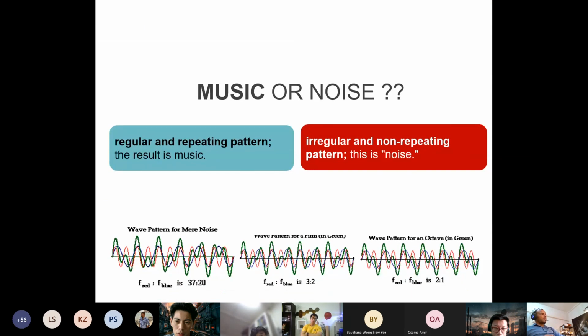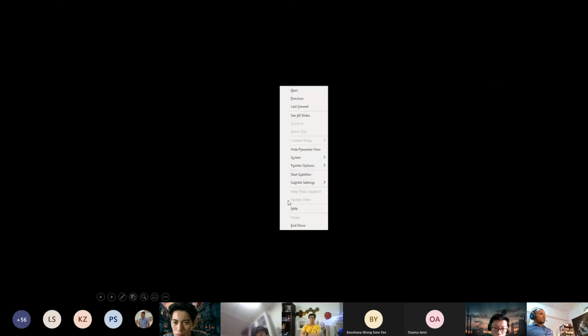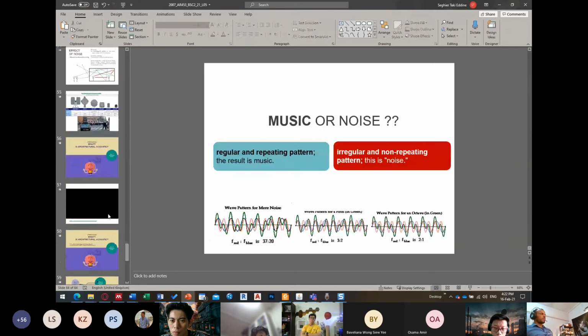Okay, basically this is the last slide. This is not really important, but maybe you know this also: a regular and repeating pattern, the result is music. An irregular and non-repeating pattern, this is noise. Okay, this is the last slide. So any questions?